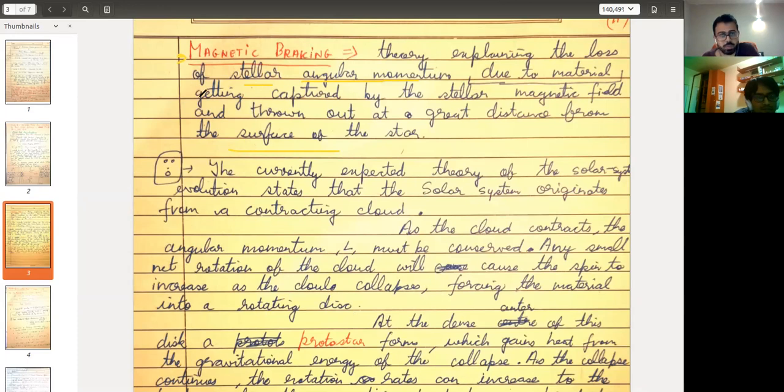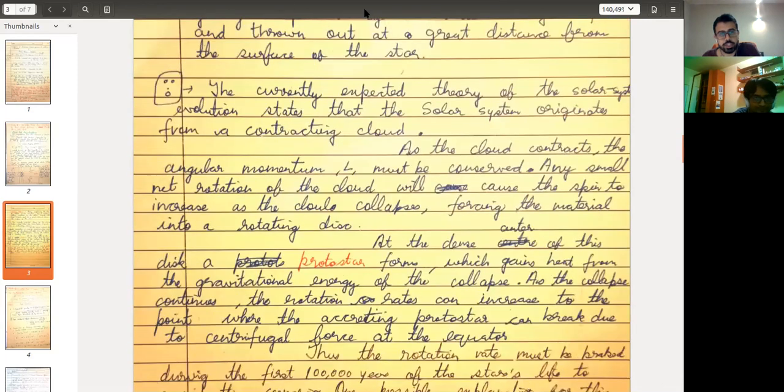And why this is important, and why I found it useful, is that the currently accepted theory of solar system evolution states that the solar system originated from a contracting cloud, which we know from Emily's talks, I guess. And here is the thing I found more interesting: as the cloud contracts, the angular momentum, denoted by L, must be conserved. So any small net rotation of the cloud will cause the spin to increase as the cloud collapses, forcing the material into a rotating disk.